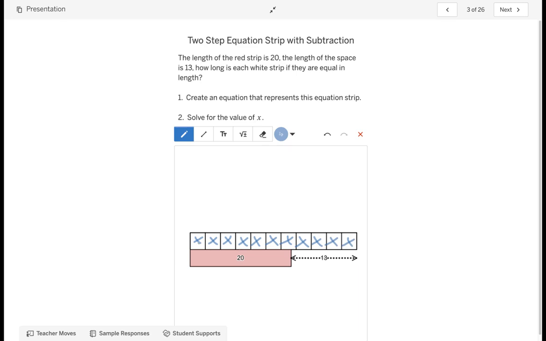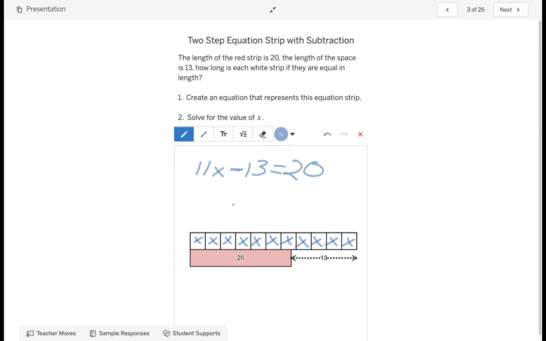And we know that these 1, 2, 3, 4, 5, 6, 7, 8, 9, 10, 11, these 11 x's minus the 13 would be equal to 20. And we're saying if I took away this 13 from the 11 x's, then what's left over would be equal to 20. So that's what that space means, that we took this away.